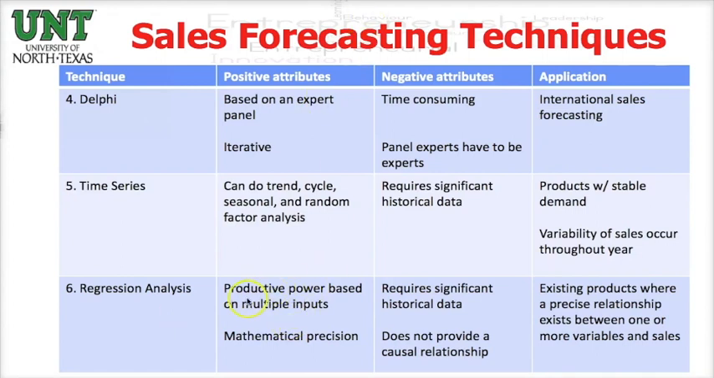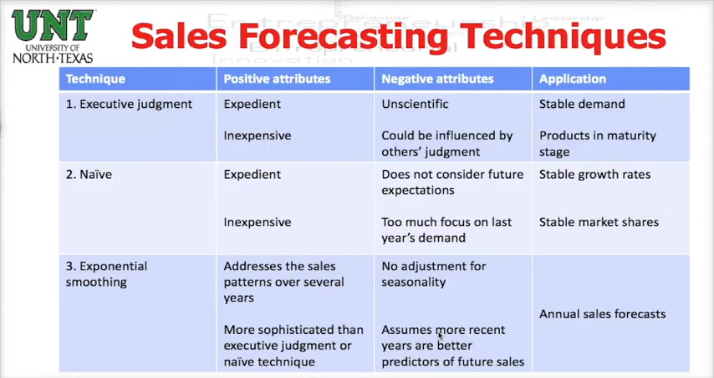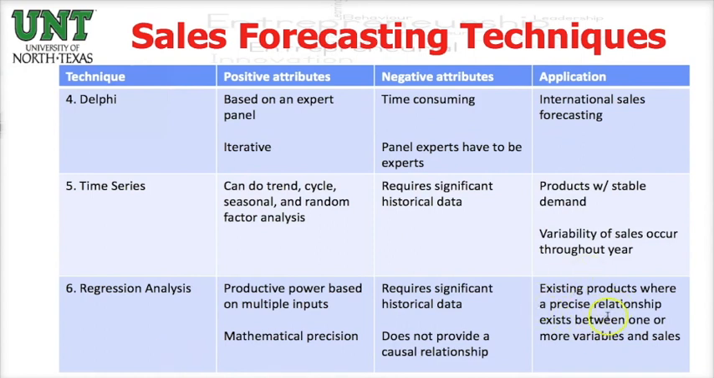So on the positive side, you get predictive power based on multiple inputs, and you also get more mathematical precision. On the downside, you need historical data, a significant amount of it. And it doesn't provide a causal relationship. So we don't know if X causes Y or Y causes X. We just know that X and Y are related. So it gets to an endogeneity problem. That's what you hear referred to as the endogeneity problem. When you're going to use this is for existing products where a precise relationship exists between one or more variables and sales itself.